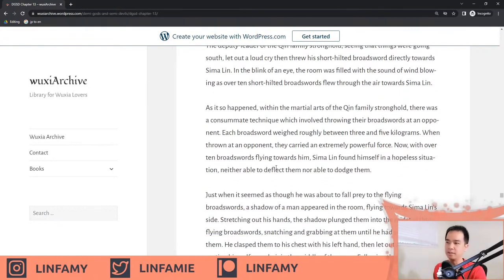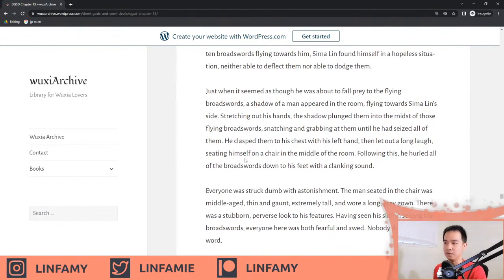As it so happened, within the martial arts of the Qin family stronghold, there was a consummate technique which involved throwing their broadswords at an opponent. Each broadsword weighed roughly between 3 and 5 kilograms. When thrown at an opponent, they carried an extremely powerful force. Now, with over 10 broadswords flying towards him, Sima Lin found himself in a hopeless situation, neither able to deflect them nor able to dodge them.